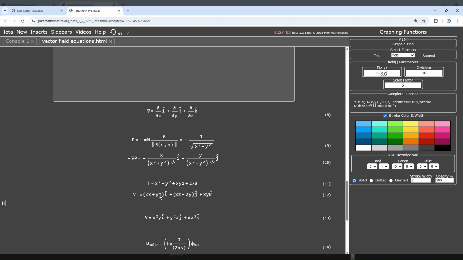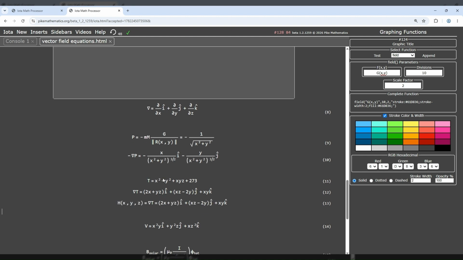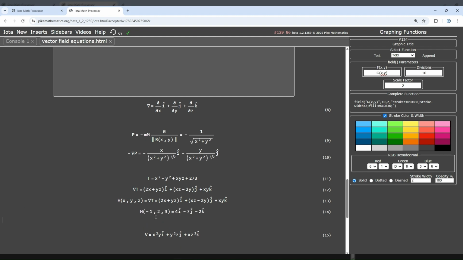Well, I'm going to call this big H. It's going to be a function of x, y, and z, and I'm going to make that equal to the gradient of T. Okay, so same vector field here, but now I can take specific points and plug those in and find out what the gradient vector is at those points. And the point that Mary Boas uses is (-1, 2, 3). So H of (-1, 2, 3) equals, we get this vector.